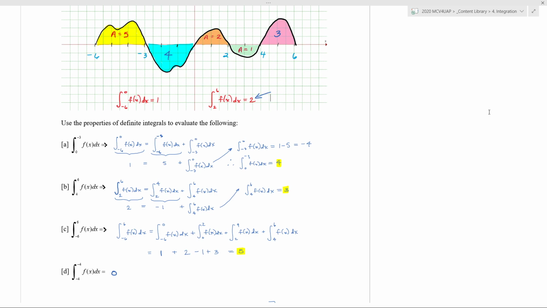Part D is pretty straightforward. The starting and ending point are the same. In other words, the lower and upper limit of integration are the same. So there is no area that we can interpret as that integral, so it's just 0.